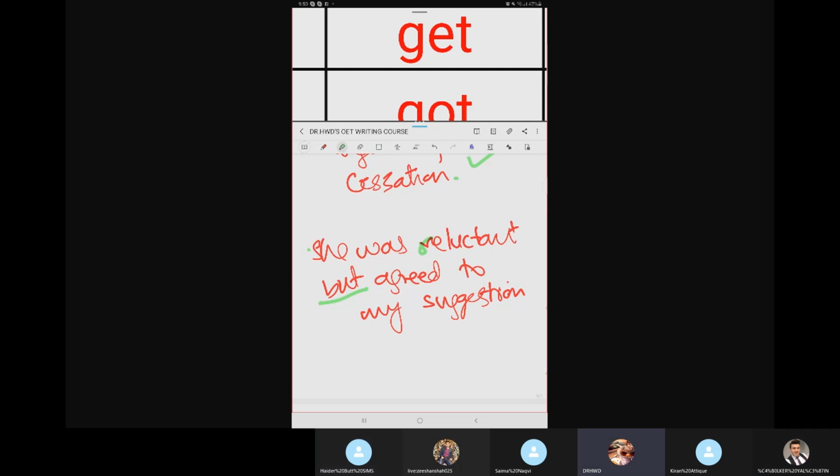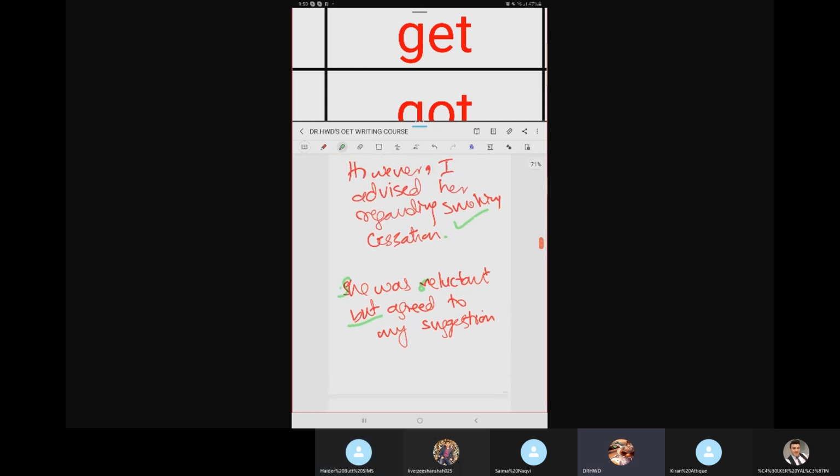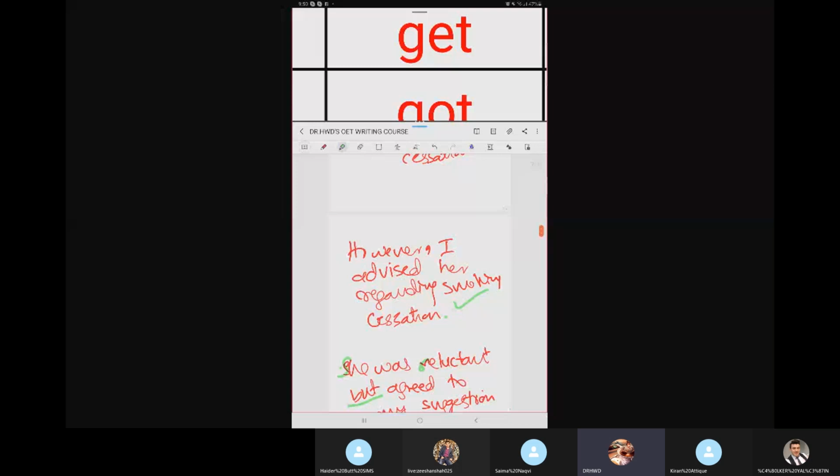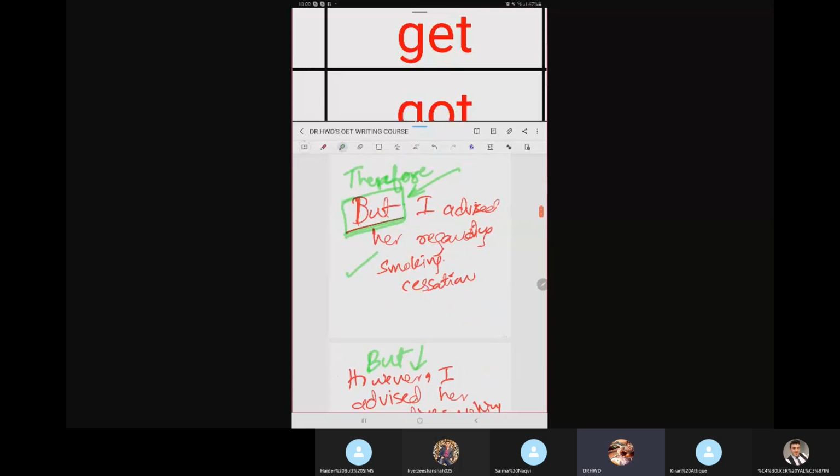Yes, ma'am. Okay, maybe she is. Okay, so what would you use here instead of but, or can we use but in here? I think we can use, but she was reluctant but agreed to my suggestion. Right. So the thing here is that you can use however instead of but, right? The substitution for but is however, right? But the thing is that you cannot use but in the beginning.